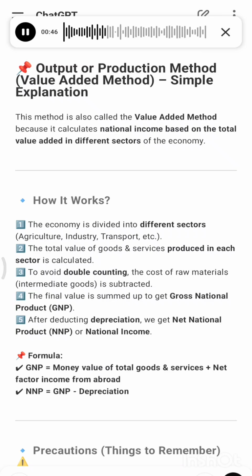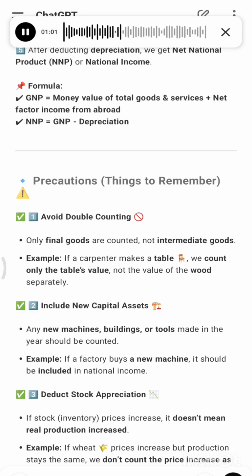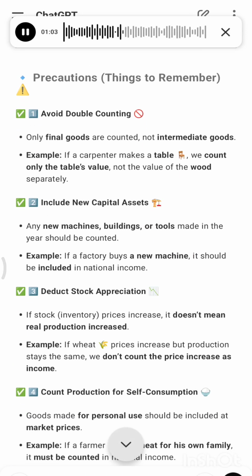Formula: GNP equals money value of total goods and services plus net factor income from abroad. NNP equals GNP minus depreciation. Precautions, things to remember. 1. Avoid double counting. Only final goods are counted, not intermediate goods. Example: if a carpenter makes a table, we count only the table's value, not the value of the wood separately.